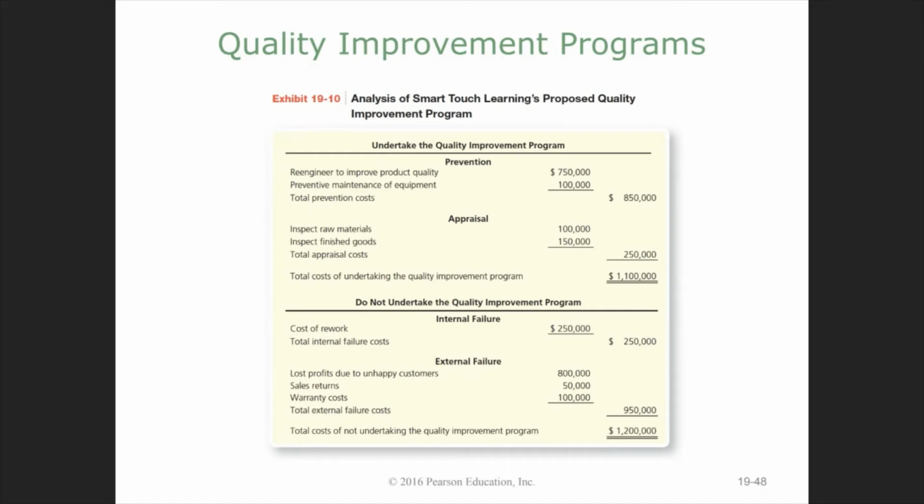If they don't undertake the quality improvement program and they end up having internal or external failure, this is letting us know, okay, so they have internal failure. So we're going to say the cost that we have to rework this, we have to remake the shirts, we have to redo whatever it is that we're doing. We expect that cost to be $250,000. So our total internal failure cost is going to be $250,000.